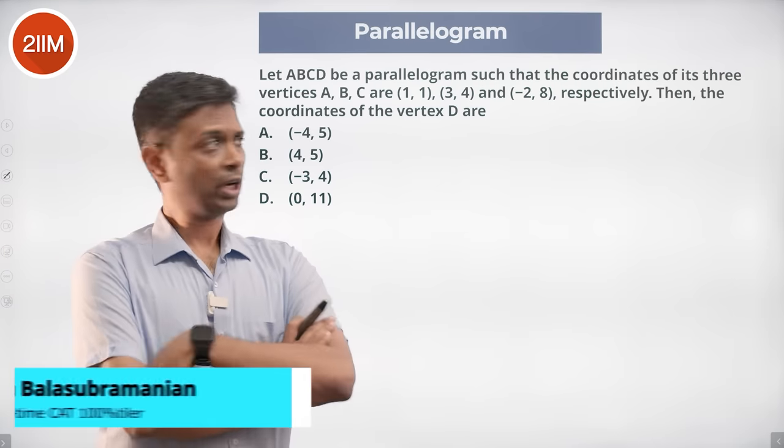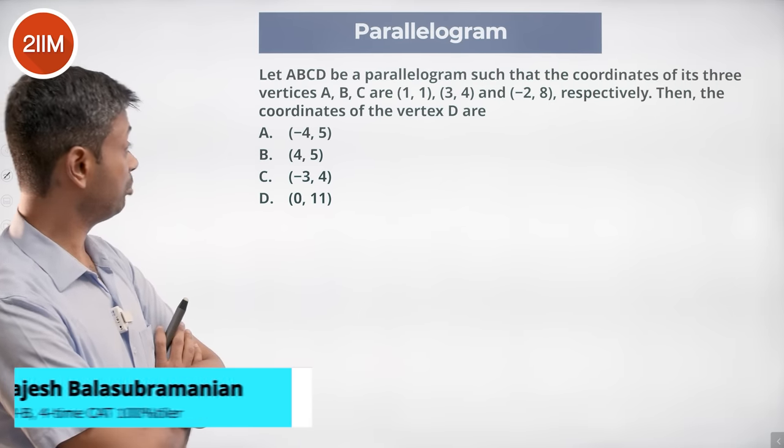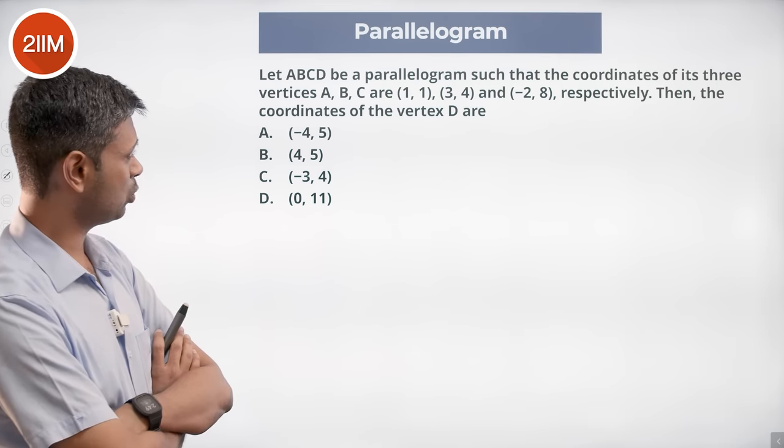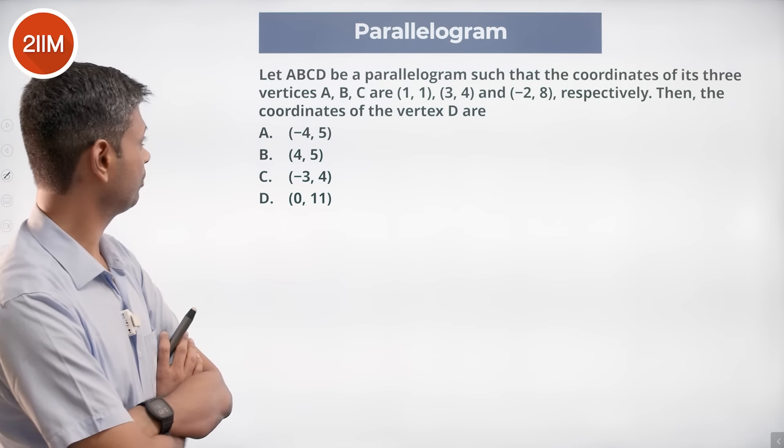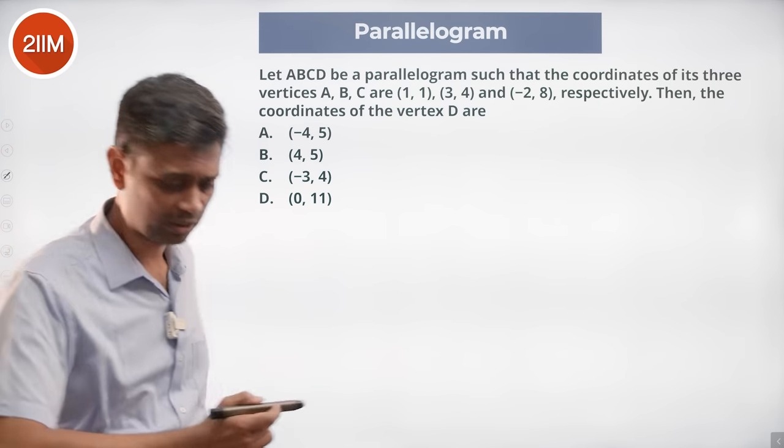Let ABCD be a parallelogram such that the coordinates of its three vertices A, B, C are (1, 1), (3, 4) and (-2, 8) respectively. Then the coordinates of the vertex D are? Nice.